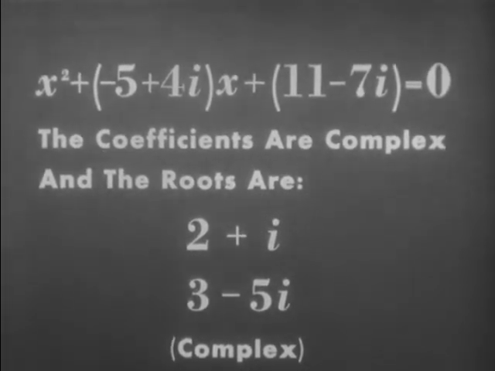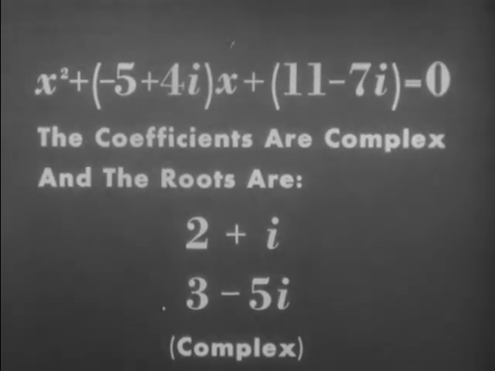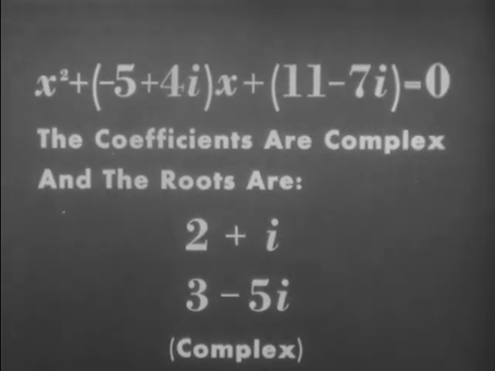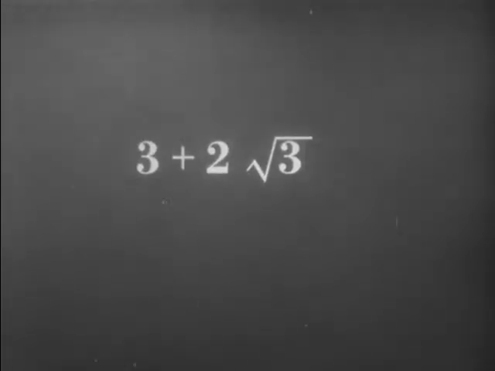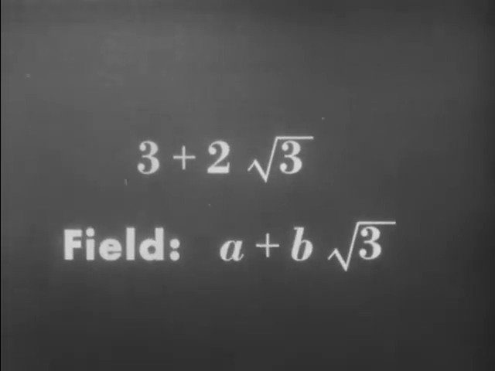Although complex numbers constitute the most extensive field we can develop by successive enlargements of our number system, there are many other fields. We might take all numbers like 3 plus 2 times the square root of 3. That is, all numbers of the form a plus b times the square root of 3, where both a and b are rational. This set, too, is a field, as you could easily show by applying the 11 requirements.